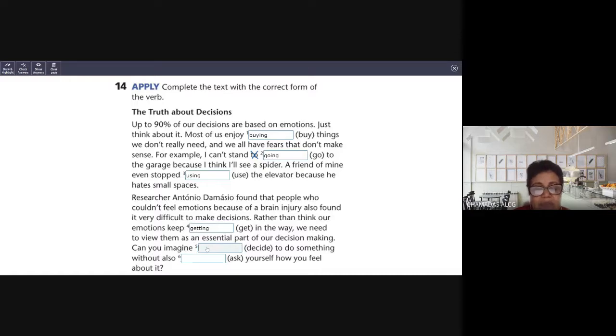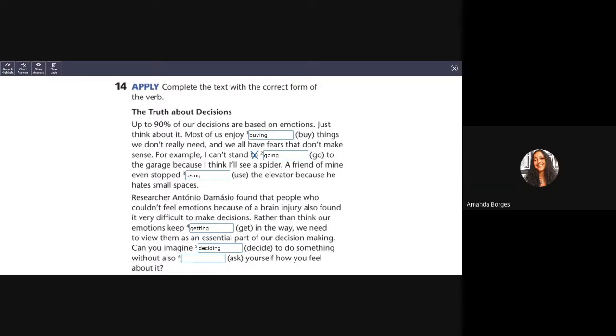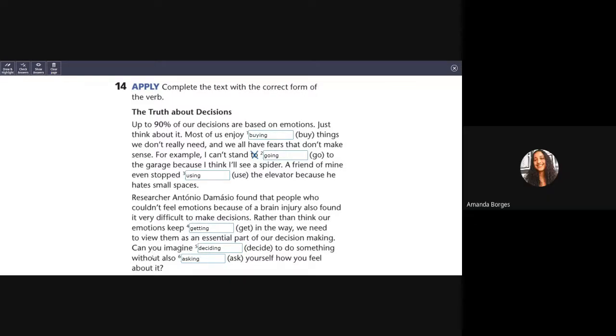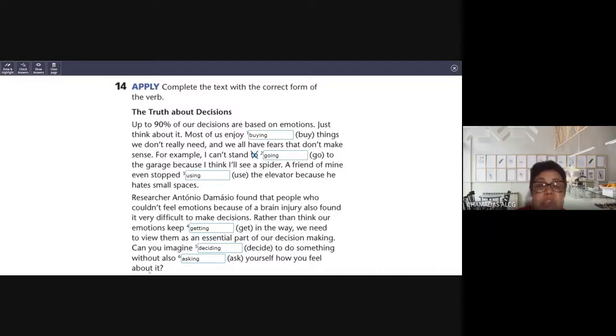Number 5. Deciding. Imagine deciding to do something without, okay? And number 6. Asking. Okay. Because here we have a preposition, without. Without is a preposition. So, without asking.